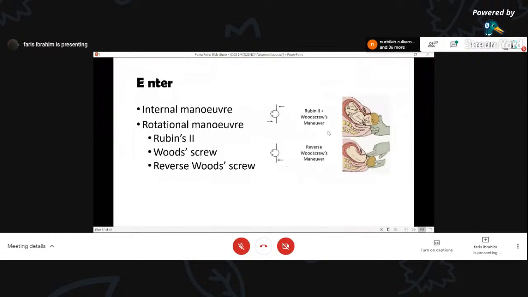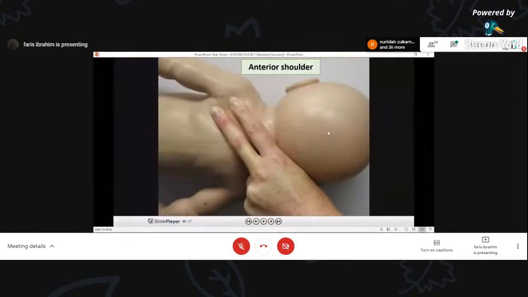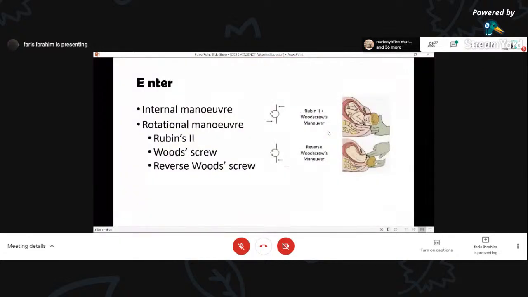If you look at the picture, okay, never mind, I'll explain. For Rubin's 2 maneuver, basically you enter your hand and try to trace the posterior aspect of the anterior shoulder. Imagine inserting your hand from the head, inserting until you trace the posterior aspect of the anterior shoulder, and then you try to adduct the shoulder. The idea is the same, we want to decrease the anterior to posterior shoulder diameter. Okay, that is Rubin's 2 maneuver.